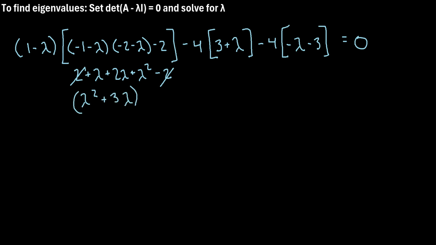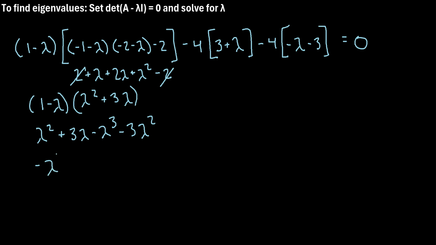And remember, we're multiplying this with this 1 minus lambda over here. So let's go ahead and do that. So 1 times lambda squared, that's lambda squared, plus 1 times 3 lambda is just 3 lambda. And then we have minus lambda times lambda squared, so minus lambda to the third. And negative lambda times 3 lambda is negative 3 lambda squared. So let's see what we have here. So we have a negative lambda cubed. This lambda squared and this negative 3 lambda squared is going to become a negative 2 lambda squared plus 3 lambda.